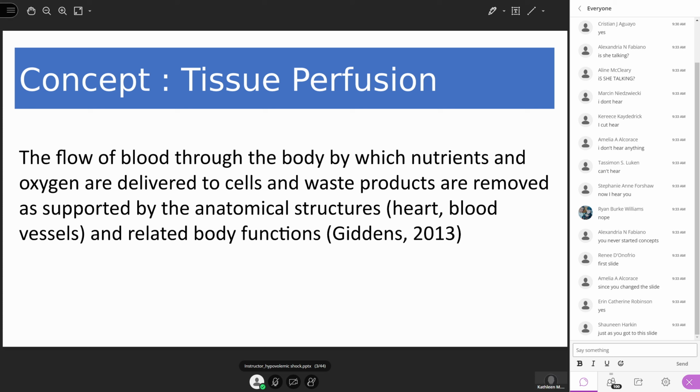Okay, so the concept of tissue perfusion. Tissue perfusion is the flow of blood through the body by which nutrients and oxygen are delivered to cells and waste products are removed, as supported by the anatomical structures and related body functions. So obviously hypovolemia does fall under the concept of tissue perfusion. In hypovolemic shock, the flow of blood is inadequate, right? So this causes poor tissue perfusion. And therefore, if there's poor tissue perfusion, there's going to be an inadequate supply of oxygen and nutrients to the body and cells. And that's obviously a big problem.